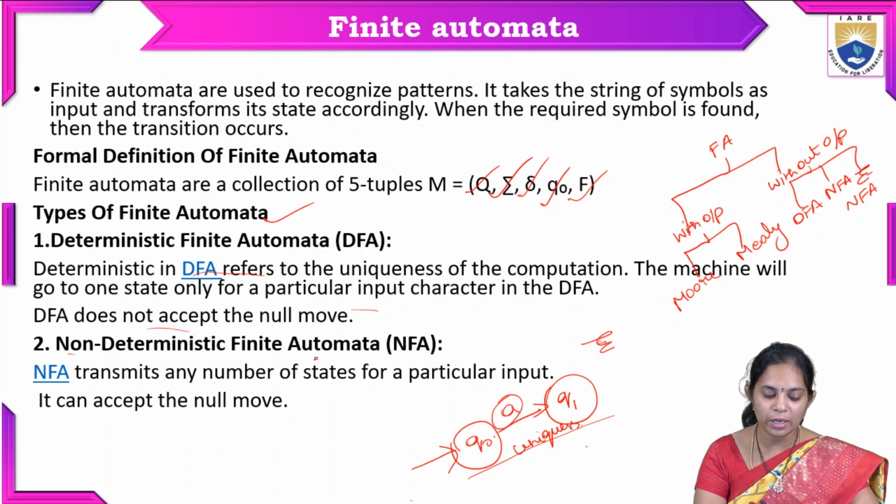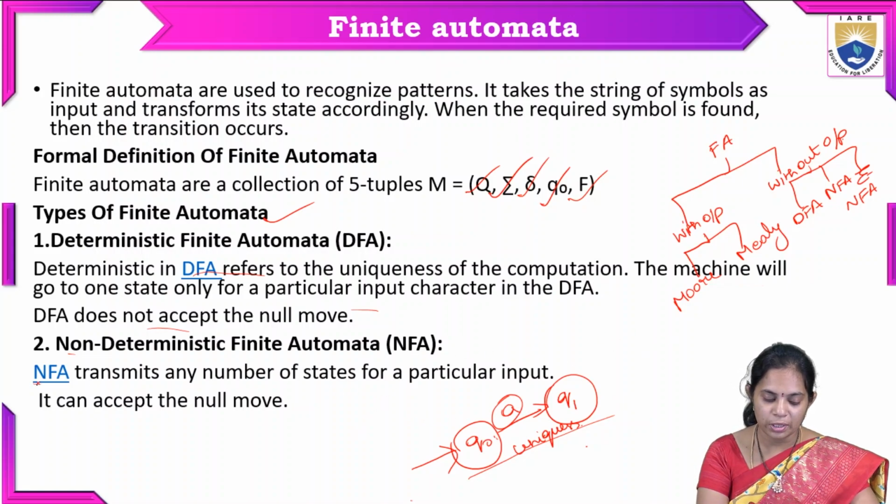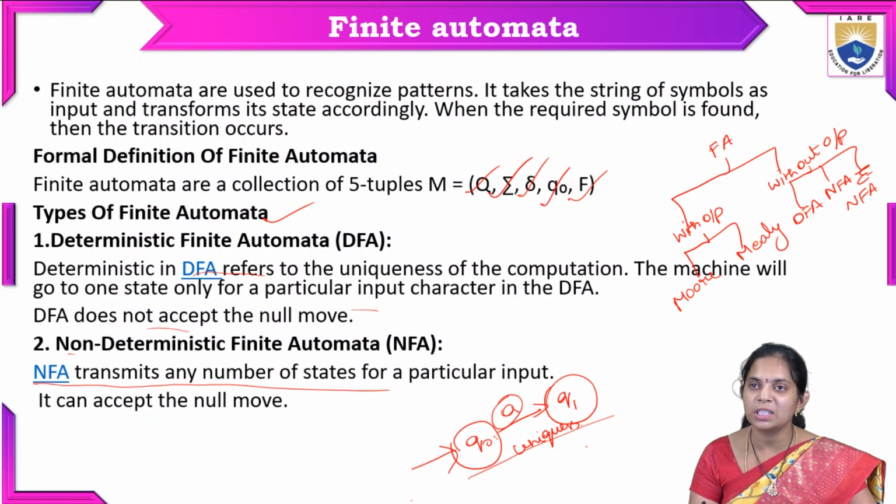And next, non-deterministic finite automata. For a DFA there is uniqueness: for one input it goes to only one state. The NFA is the opposite of the DFA: for one input it can go to multiple states. That is a non-deterministic finite automata. So an NFA transitions to any number of states for a particular input. Based on the language, we are going to construct the NFA.